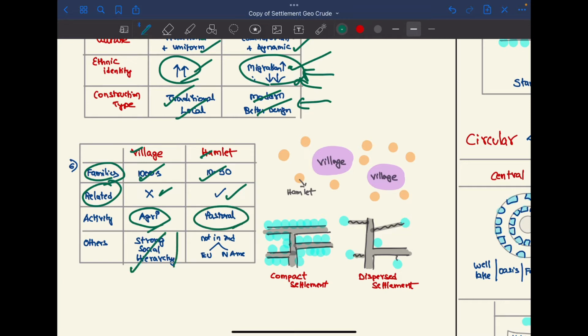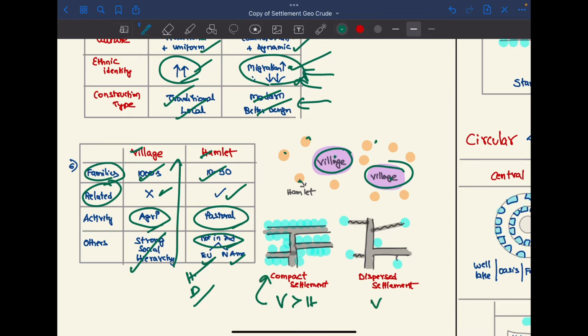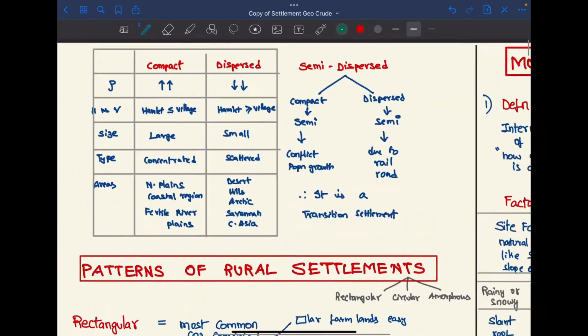Strong social hierarchy is seen in the village, whereas hamlets are not seen in India. Rather, they are seen in Europe and North America. But in India, in some hills and deserts, hamlets can be seen. Now, these are the villages with high population density, and there are large hamlets here and there. So, if the number of villages is more than the number of hamlets, it is a compact settlement, and if villages are fewer than hamlets, it's a dispersed settlement, and if it's in between, it is a semi-compact.